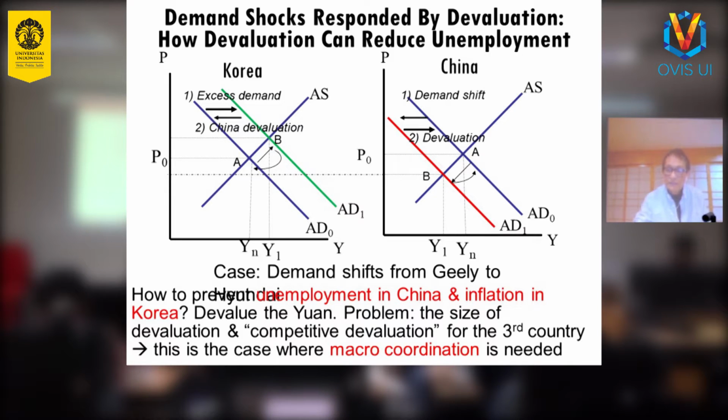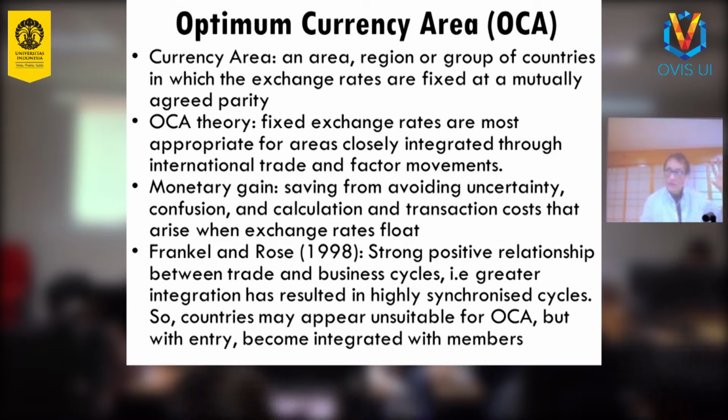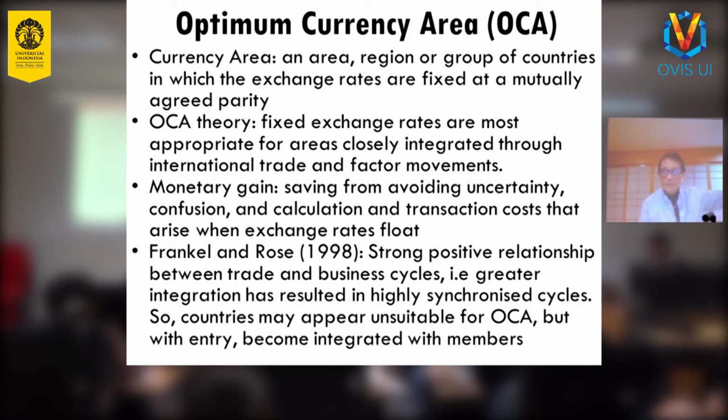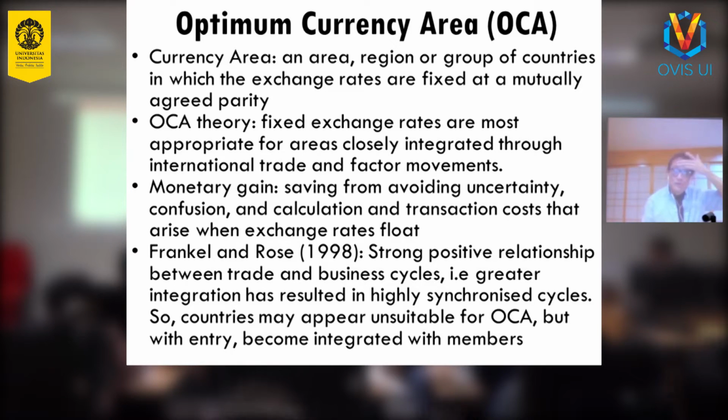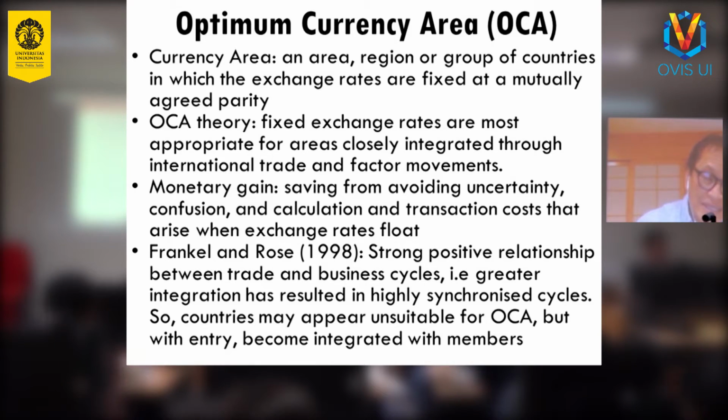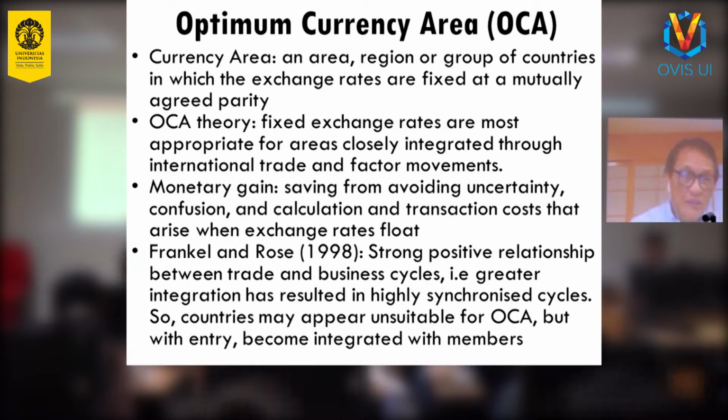Okay, I was just reminded that my time is almost up, so let me jump to the very last topic, because the rest is about OCA. Remember, the most extreme fixed exchange rate is monetary union. So OCA, the optimal currency area, is basically like the extreme form of the fixed exchange rate. So you can read that.